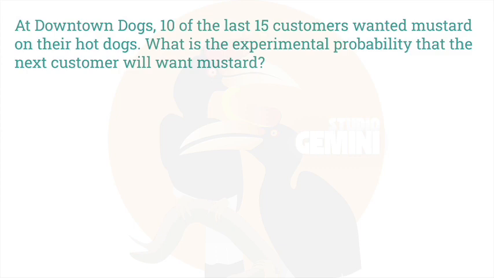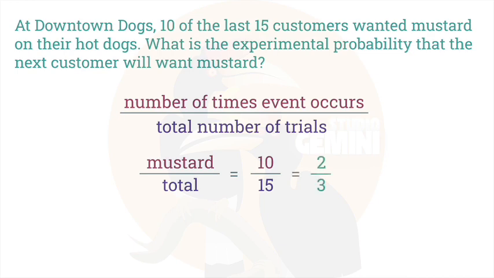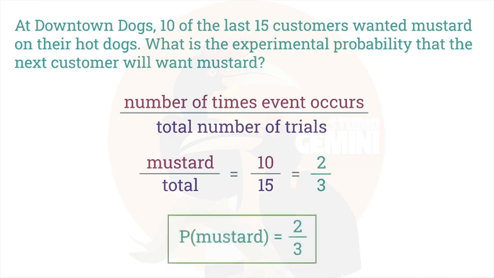At Downtown Dogs, 10 of the last 15 customers wanted mustard on their hot dogs. What is the experimental probability that the next customer will want mustard? Remember, experimental probability is the number of times an event occurs out of the total number of trials. So here we want the number of customers who wanted mustard over the total number of customers, which is 10 over 15. This can be simplified to 2/3. So the experimental probability that the next customer will want mustard is 2/3.